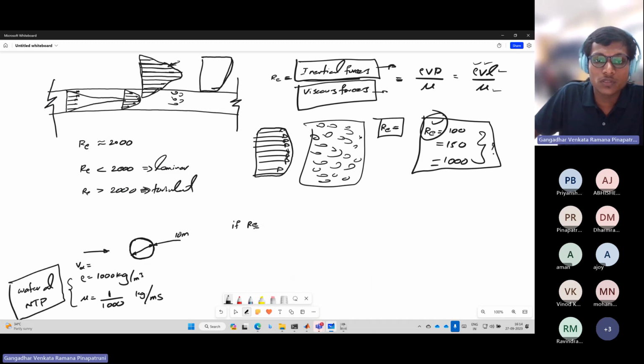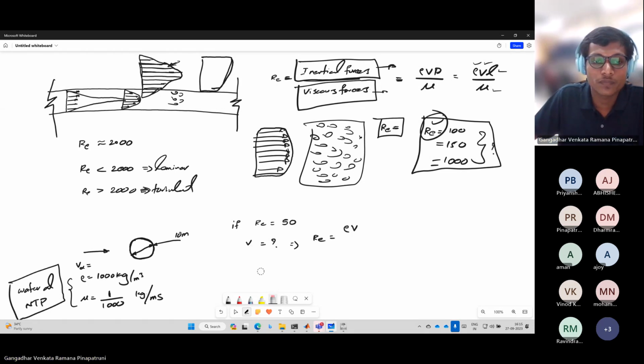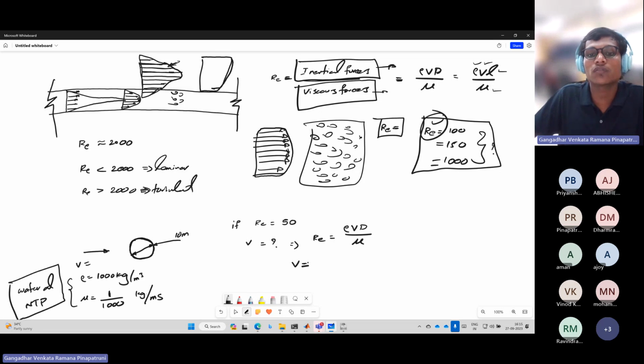If Reynolds number equals 50, what should be my velocity of the flow? The equation is Re, the Reynolds number, equals density times velocity times diameter by viscosity. Reynolds number is dimensionless, so I'm not putting any units for it. Can someone quickly calculate and tell me the velocity if the Reynolds number is 50?